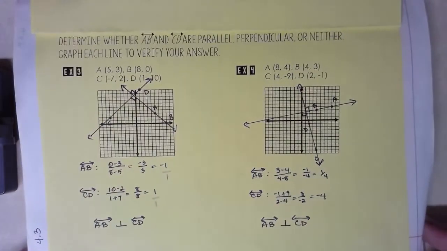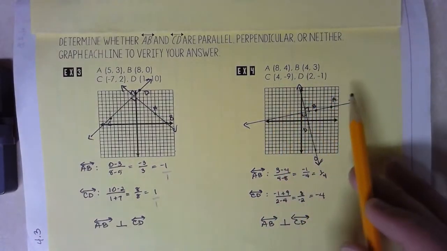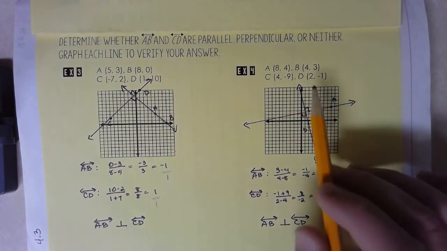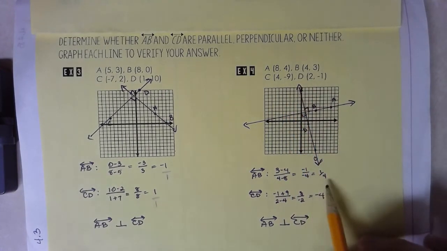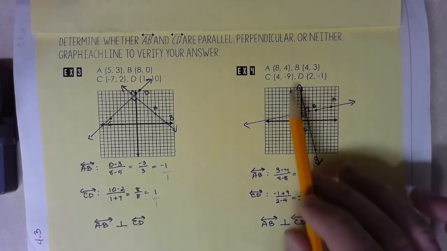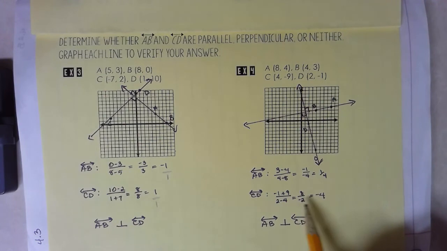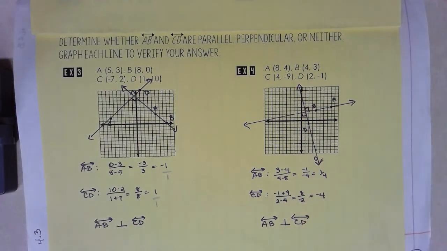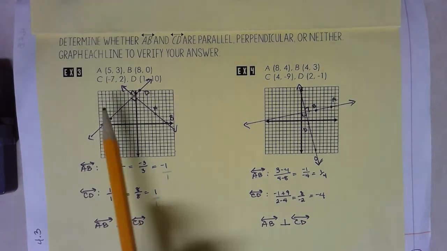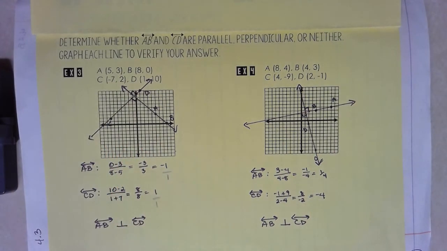And then the same deal for over here. Have A, B, and C, D. 3 minus 4 gives me -1. 4 minus 8 will give me -4. That'll turn into 1/4. -1 minus -9 will be -1 plus 9. 2 minus 4, 8 over -2 gives me -4. These two will be opposite reciprocals, and so these two lines will be perpendicular as well. And then you can graph both examples to verify.